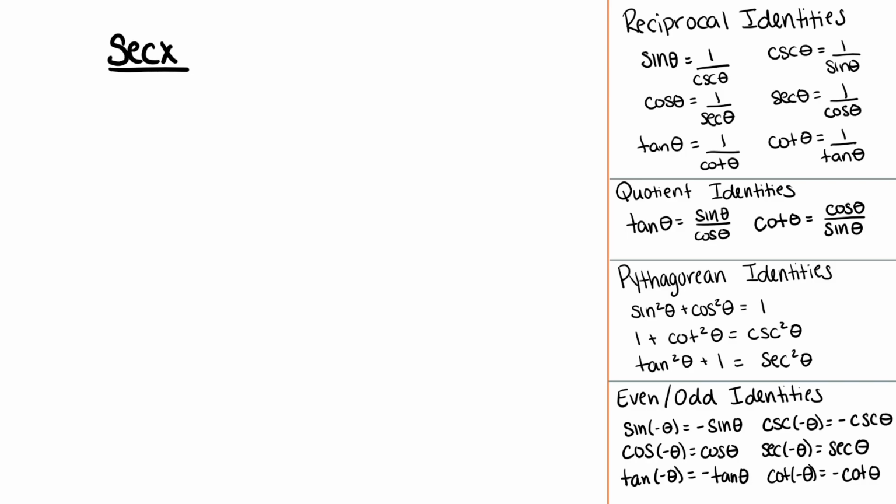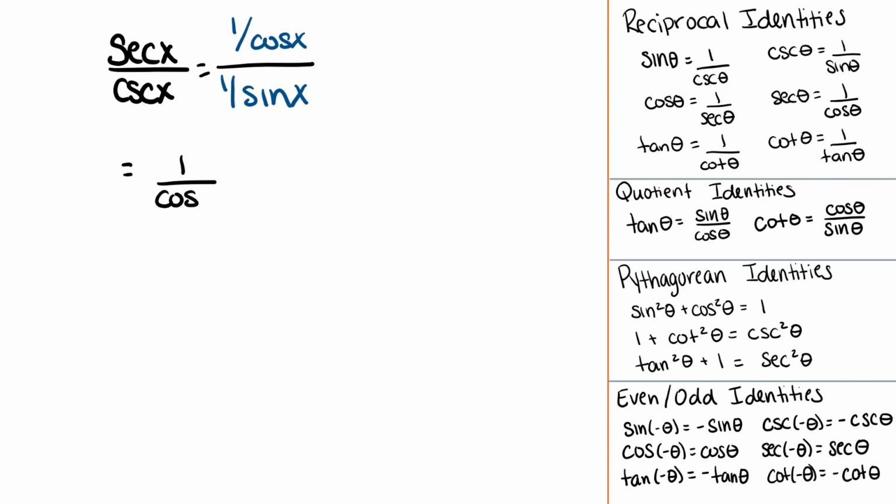Next we have secant x over cosecant x. So we know that secant x is 1 over cosine and cosecant x is 1 over sine. So if we do our keep, change, flip, or if we divide these fractions, we would have 1 over cosine, so we keep the top of our fraction, change our division to multiplication, and then flip, or take the reciprocal of, our bottom fraction. So then this gives us sine x over cosine x, which looking at our quotient identities is tangent x.